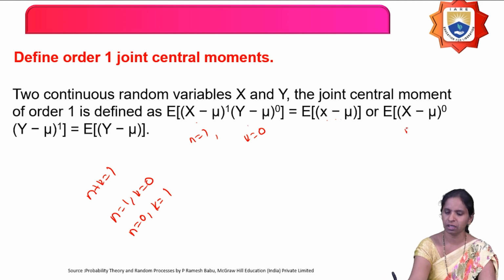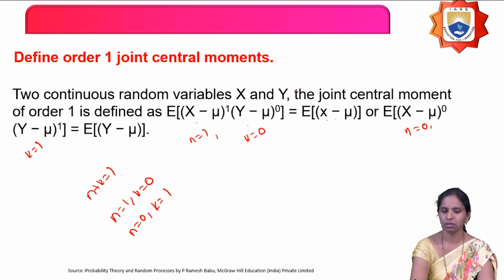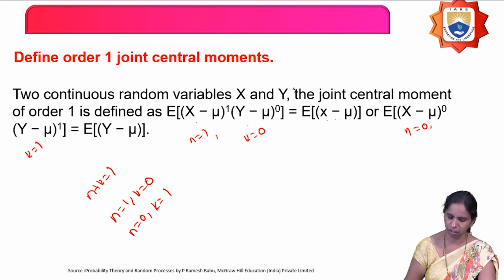Whereas here, what is the case? This is n equals 0 and here k equals 1. So this is called the first order joint central moments.